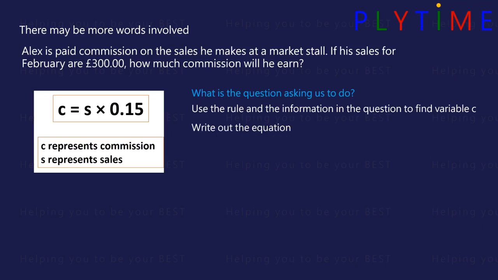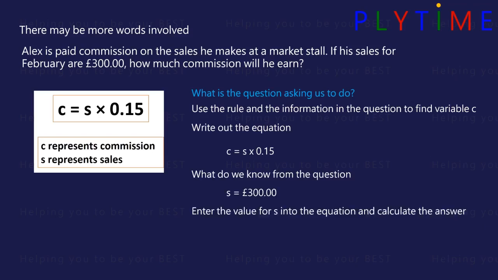So let's write out the equation. C equals S times 0.15. What do we know from the question? We know his sales are 300, so S equals £300. Enter that value then into the equation to calculate the answer. So his commission, or C, equals 300 multiplied by 0.15.